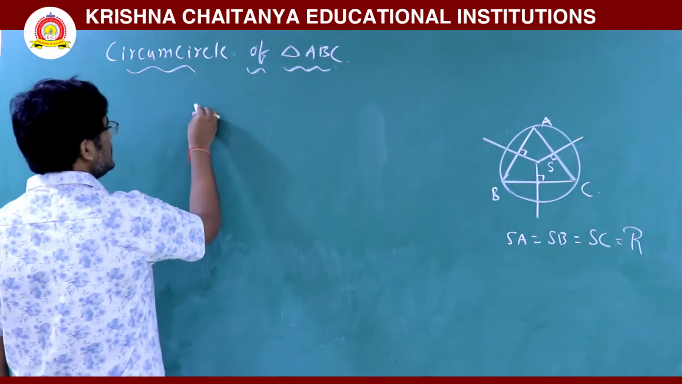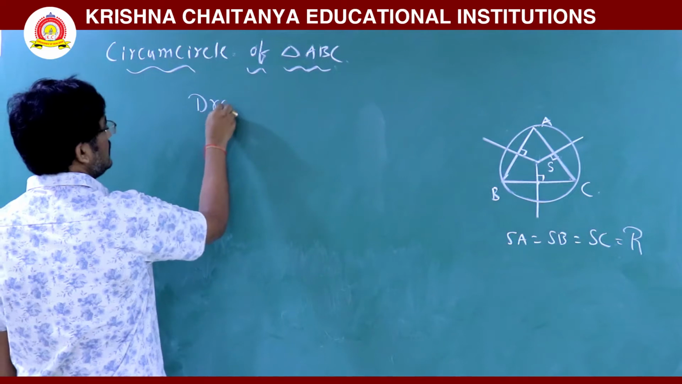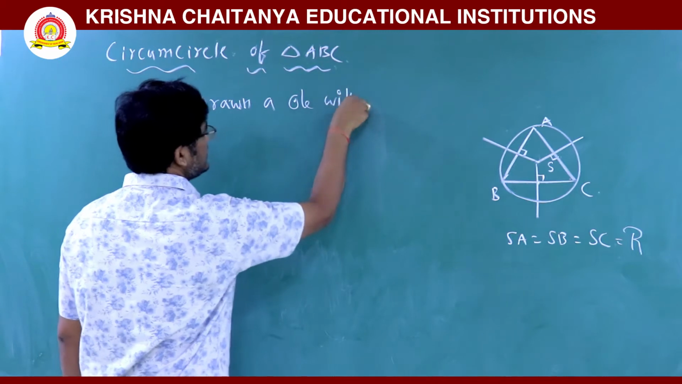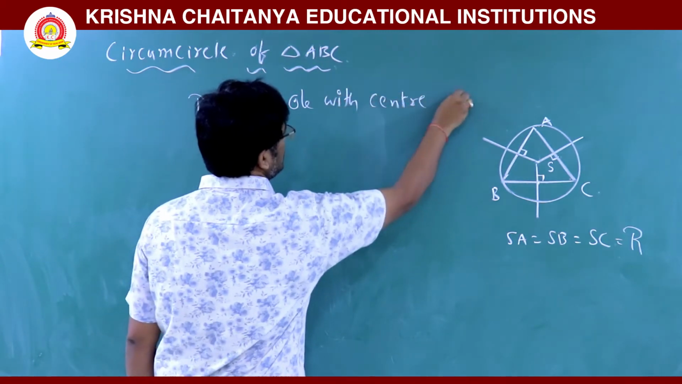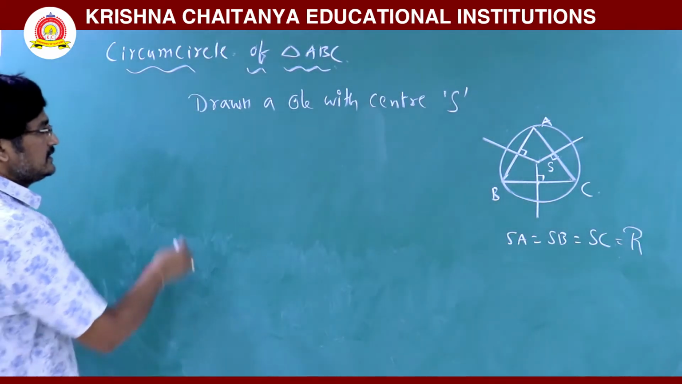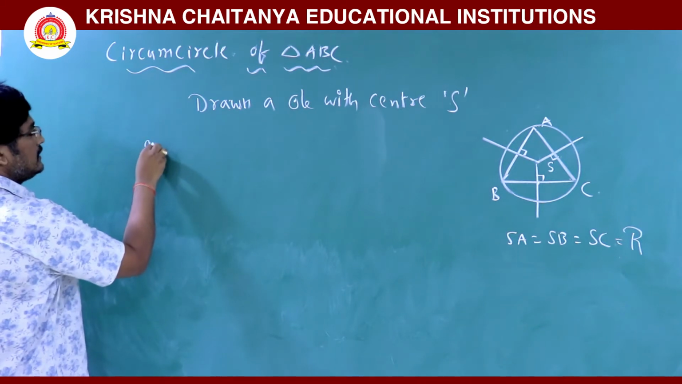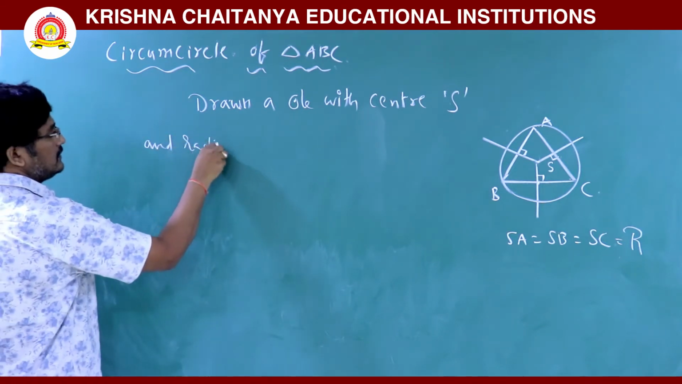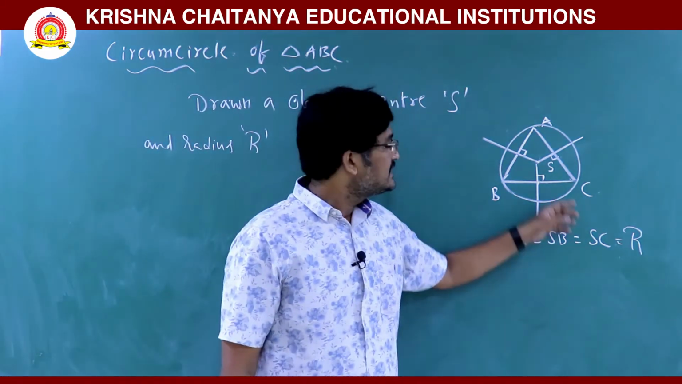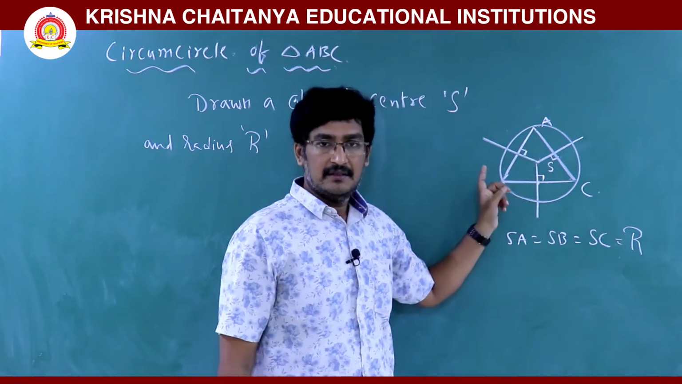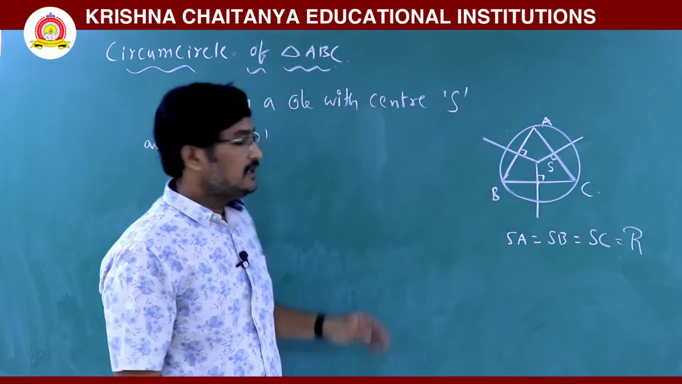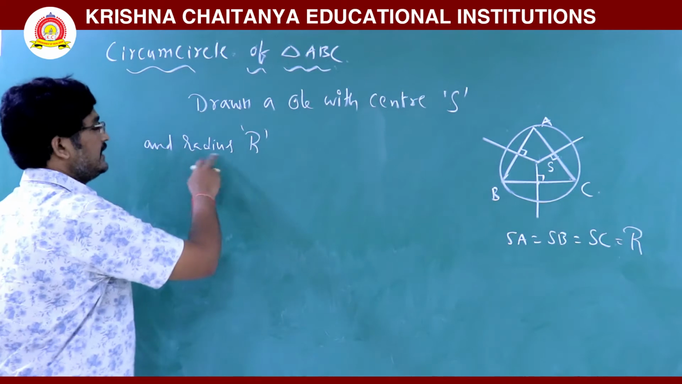So, draw a circle with the center S and radius R. What about R? SA equals SB equals SC. The distances between the circumcenter and the three vertices are three distances, and they should be equal. So, we take that equal distance as R. So, we take the center as S and the radius as R.